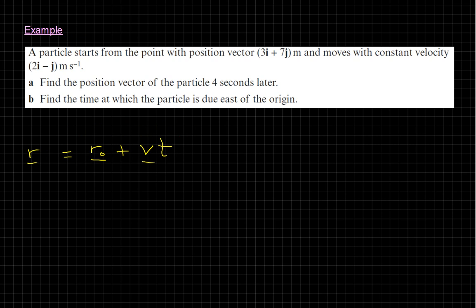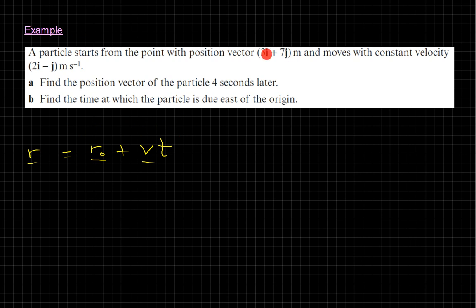Okay, a particle starts from the point with position vector 3i plus 7j and moves with constant velocity 2i minus j. Find the position vector of the particle 4 seconds later. Okay, not too bad. Let's label these things accordingly.